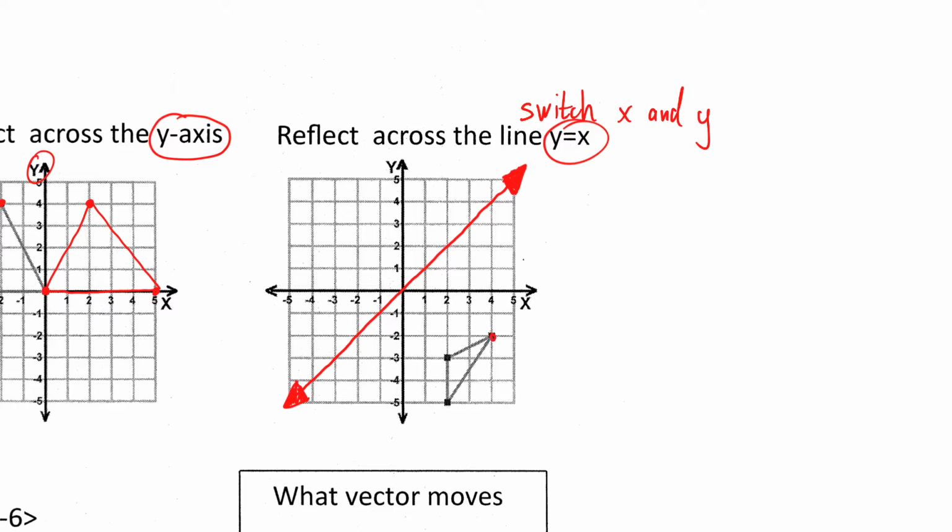So like this point right here, what are the coordinates of this point? 4, -2. Okay, that point is 4, -2. So if I apply this rule up here of switching the x and y, what's that going to turn into? -2. Okay, good. It just turns into -2, 4. See how I just took those and flip-flopped them? So then that point is going to go to -2, 4 right here.